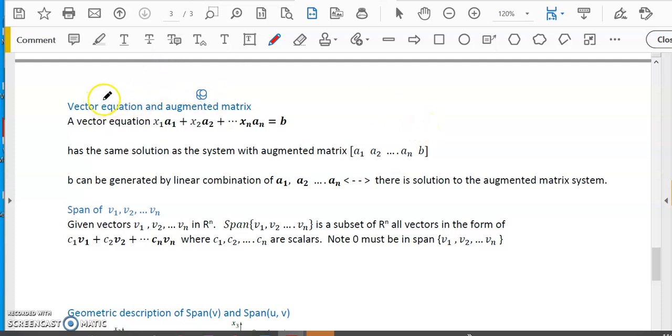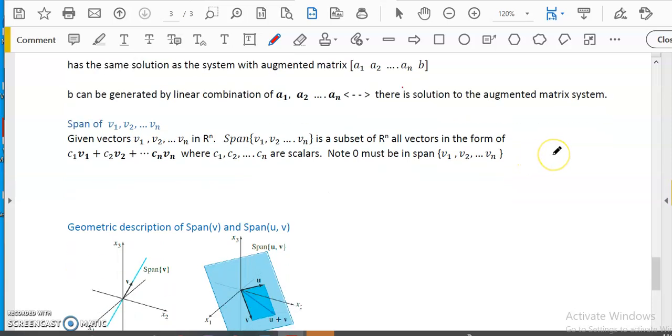This is the vector equation and augmented matrix relationship. If I want to solve a vector equation, I use the augmented matrix of just those columns. If there is a solution, that means B can be generated by the linear combination. If there's no solution, that means B cannot be generated by it.